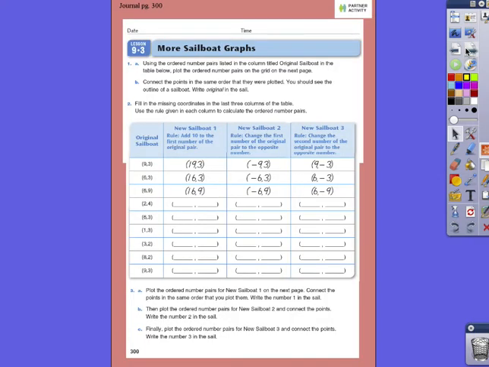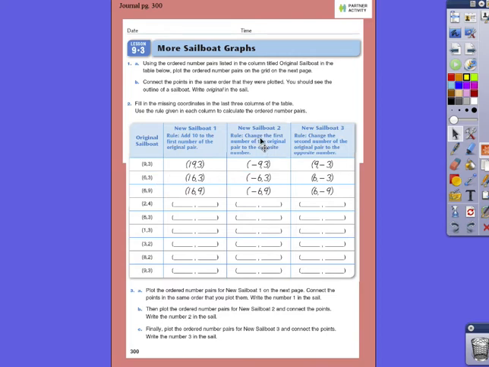All right, starting out, today we're going to be doing some sailboat graphing once again. Taking a look at the rules. It says add 10 to the first number of the original pair. So 9 plus 10 is 19. And we keep the second number the same.